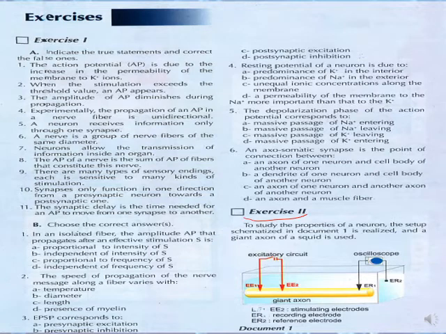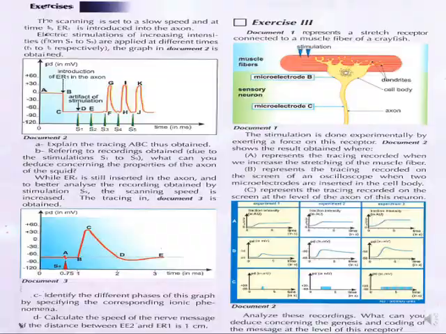The setup schematized in document 1 is realized, and a giant axon of a squid is used. Here we have two stimulating electrodes, EE1 and EE2, and we have ER1, which is a recording electrode, and ER2, which is a reference electrode, and they are connected to an oscilloscope. The scanning is set to a slow speed and at a time t0, ER1 is introduced into the axon.